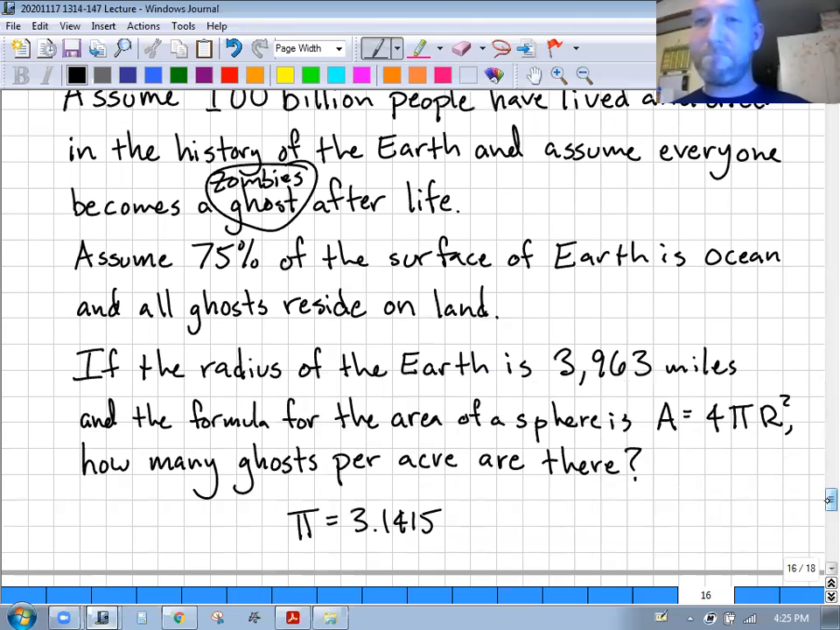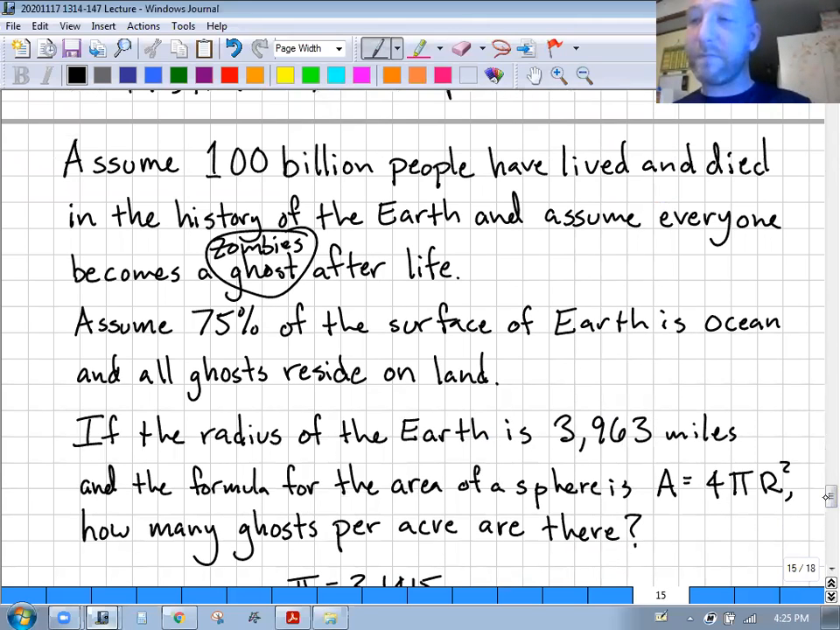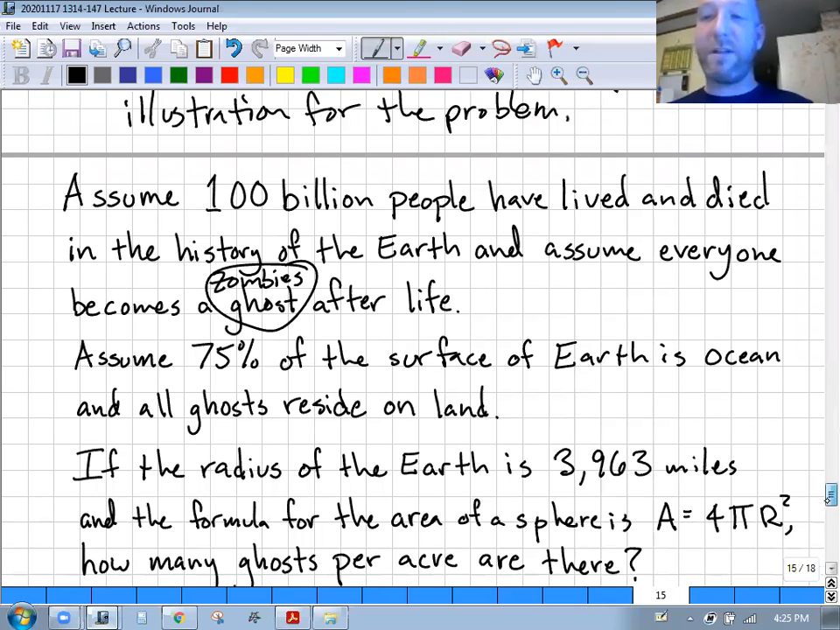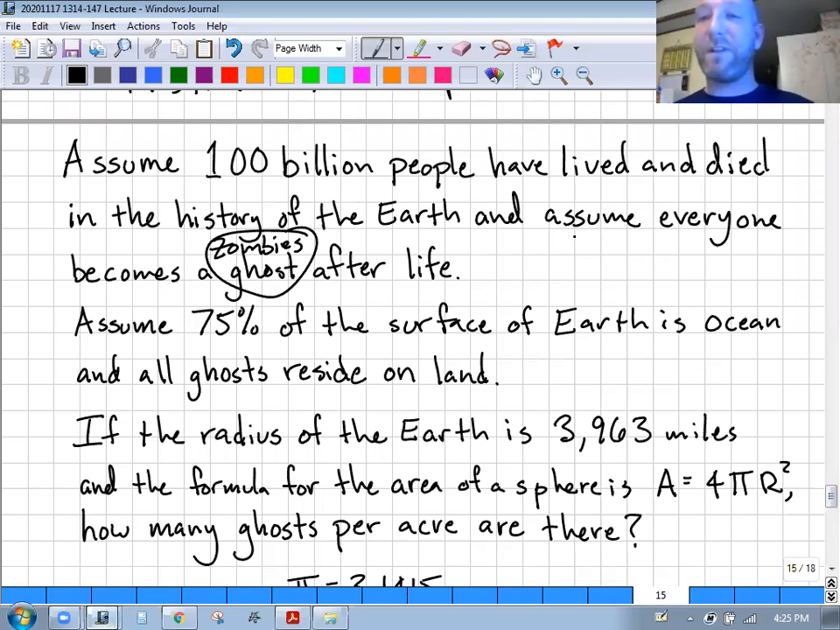So, let's see. Yeah, I'll just leave this. This will be in the notes here. But you get the gist of it, right? If 100 billion people have lived and died, I'm trying to find out how many either ghosts or zombies there would be per acre on the planet today.